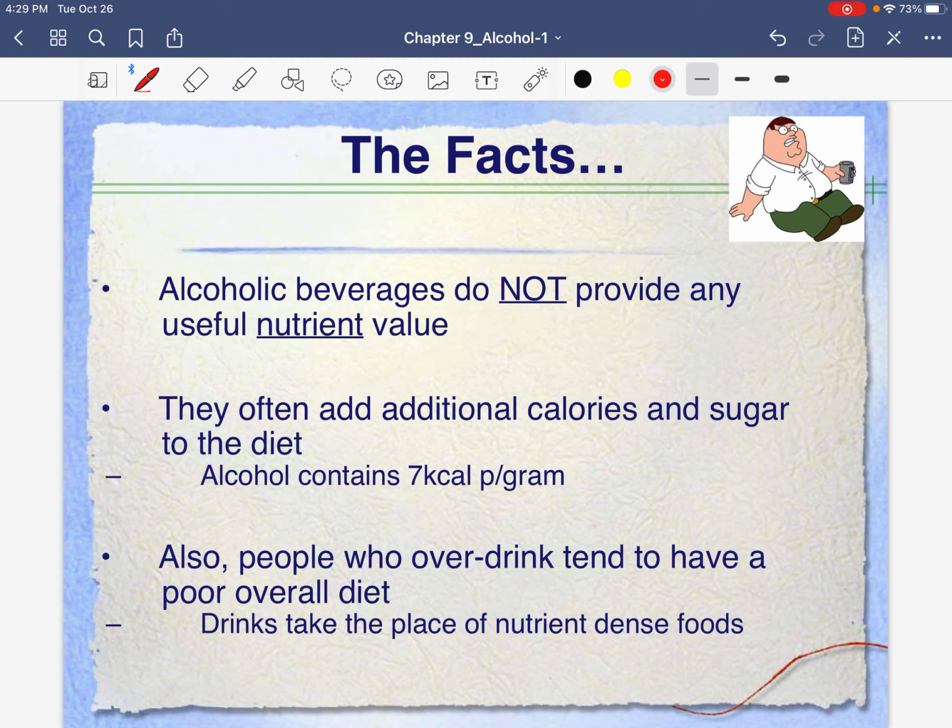Also, those who may drink more alcohol or more often or in higher quantities tend to, not always, but tend to have a poorer diet overall. So a lot of times the calories in the alcohol are taking over and displacing some of the calories that we would otherwise be getting from more healthy foods. So I would like you to have an idea of the things I'm talking about here. I'm not going to ask you that number, but the idea that the drinking of alcohol tends to add additional calories to the diet.